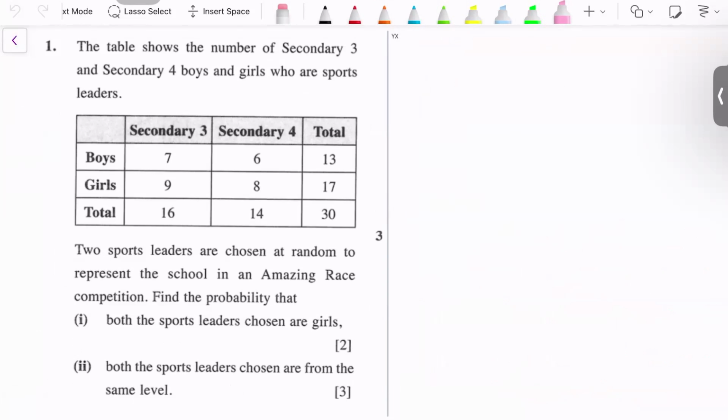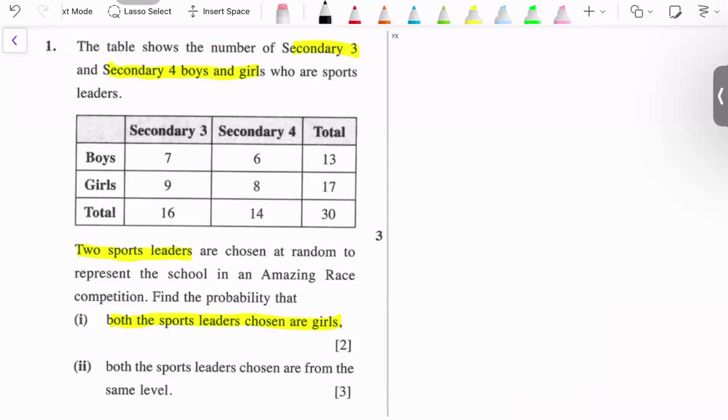Okay, so moving on to the question, it says here the table shows the number of Sec 3 and Sec 4 boys and girls who are sport leaders. So it shows in this table. Two sport leaders are chosen at random to represent the school in an amazing race competition. Find the probability that both the sport leaders chosen are girls. So in this case, we just need both to be girls.